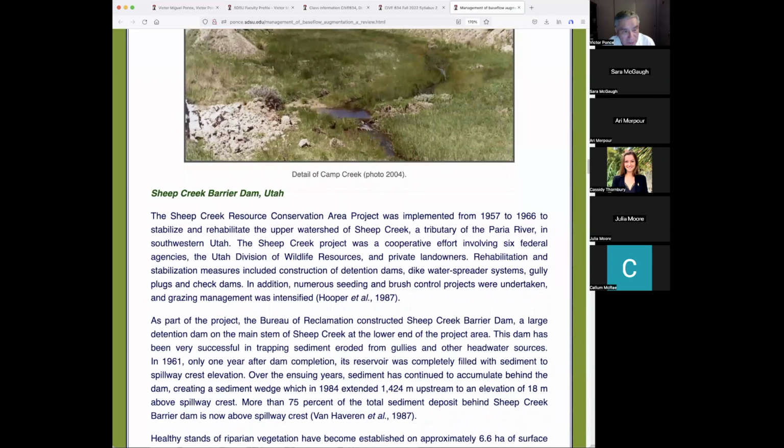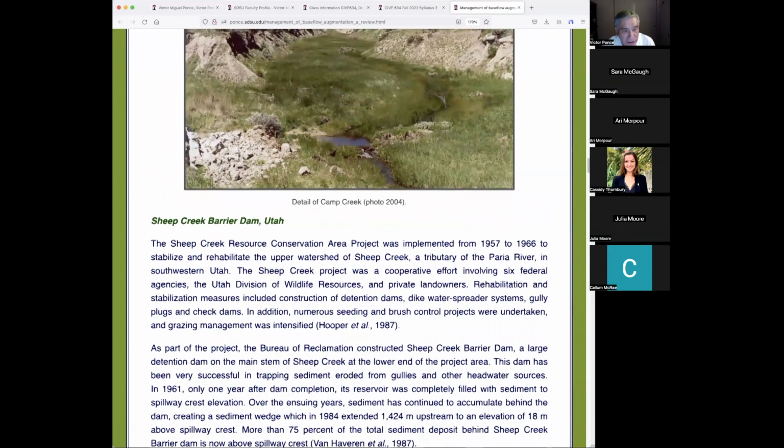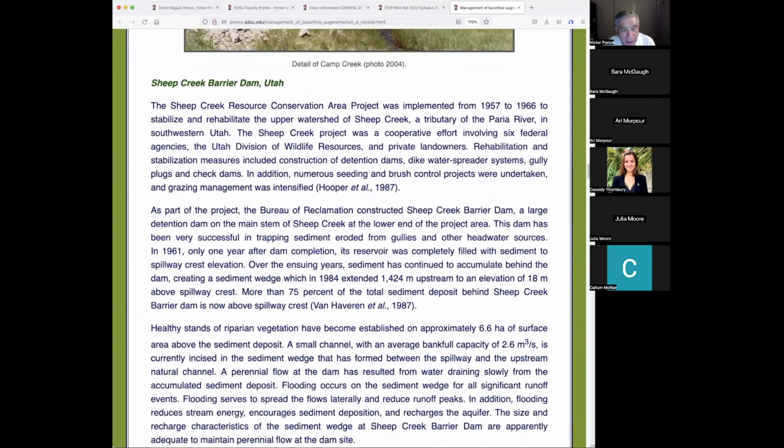I'm retiring anyway. So let's go to the second subject, Sheep Creek Barrier Dam. I was able to find the second project, the Sheep Creek Barrier Dam. This Sheep Creek Barrier Resource Conservation Area was implemented from 57 to 66 to stabilize and rehabilitate the upper watershed of Sheep Creek, tributary of the Pariah River in southwestern Utah. Southwestern Utah, right? That's more or less where the Colorado is. Colorado goes through Utah and then it goes to Arizona.